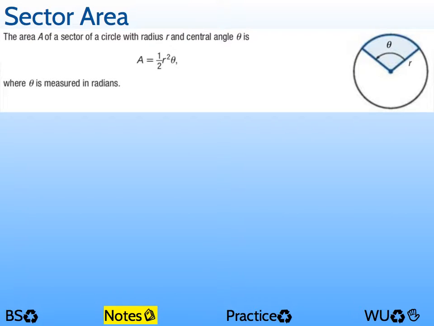Today we're going to be looking at how to calculate sector area. Now a sector is like a wedge of a circle, or like a pizza slice of some size. And we're going to find the area of it. The formula for the area is 1/2 times the radius squared times the angle measure in radians.